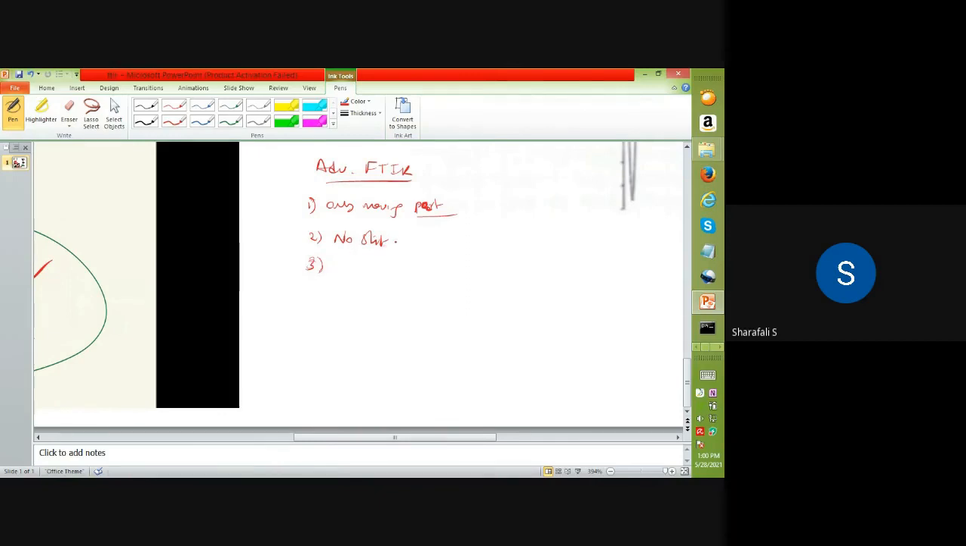Also, we will not use any filters. We don't have to filter any particular frequency, because all frequencies will be falling in the detector, and all those frequencies will be appearing every time.